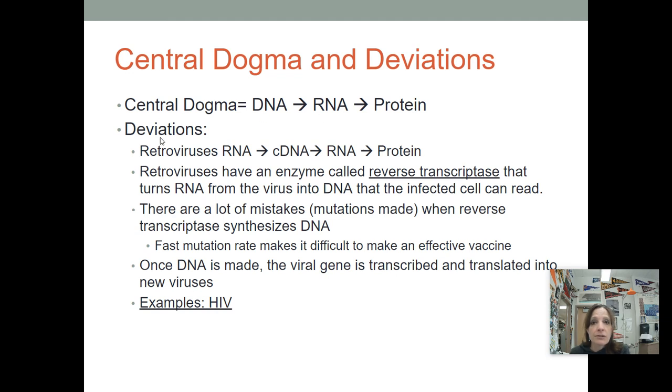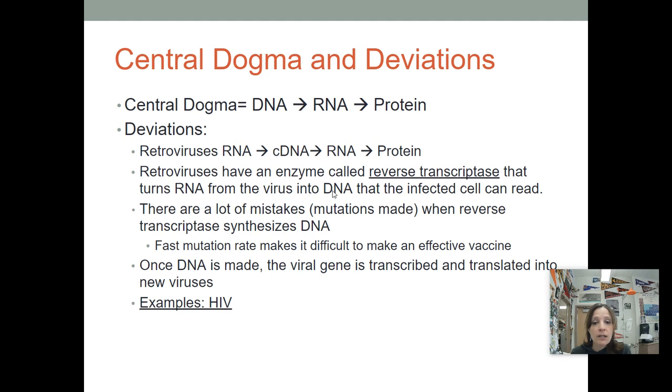Now, of course, because there's always deviations, there are differences, and one of them is what's called a retrovirus. So retroviruses go from RNA to cDNA, which is a copy DNA, back to RNA, and then to protein. So let me explain an example. Retroviruses insert RNA. They also insert this enzyme called reverse transcriptase. And that enzyme coming from the virus, so that's a viral enzyme, is going to turn RNA into DNA.